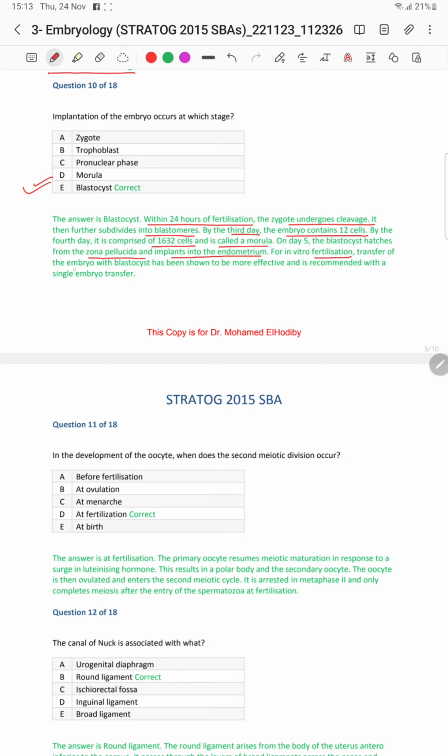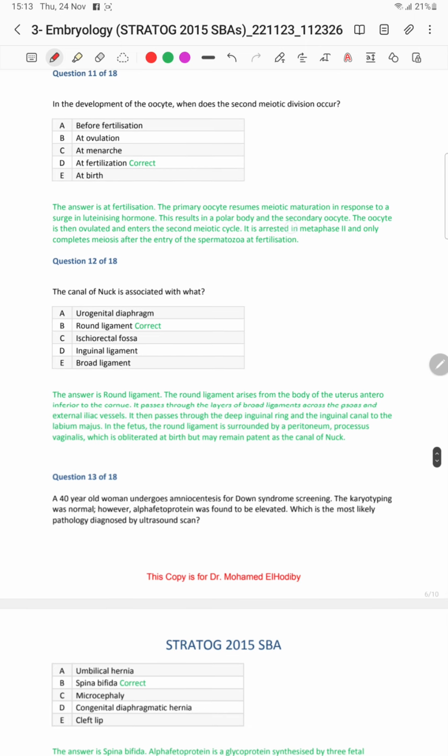For in vitro fertilization, the transfer of the embryo at the blastocyst stage has been shown to be more effective and is recommended with single embryo transfer. Question number 11.